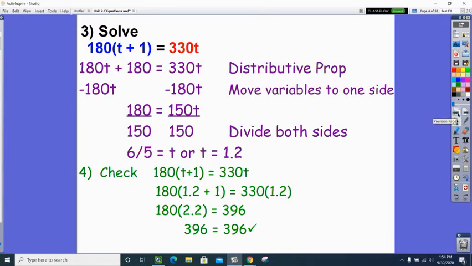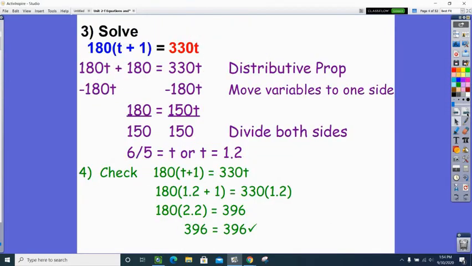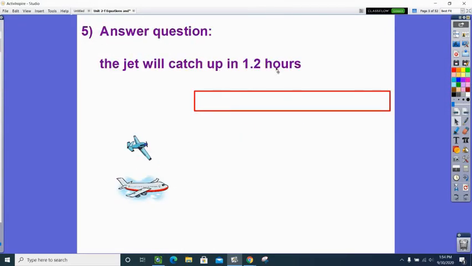So let's go back and figure out what the question was. How many hours will it take the jet to catch up with the airplane? So if I go to the jet, to its time, I just need to give the t. And since I was strategic in putting the unknown where the question asked, I already have the answer to the question. So it would catch up in 1.2 hours.